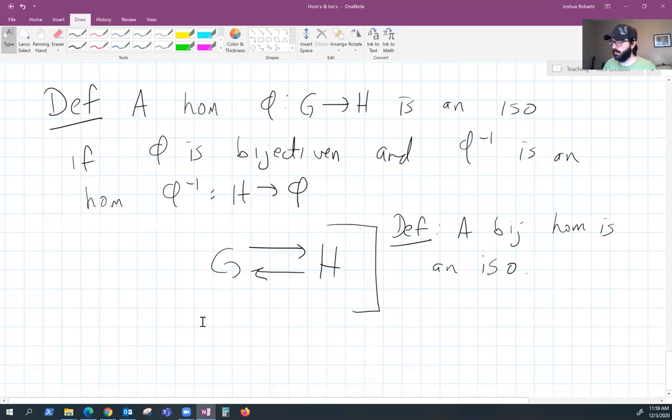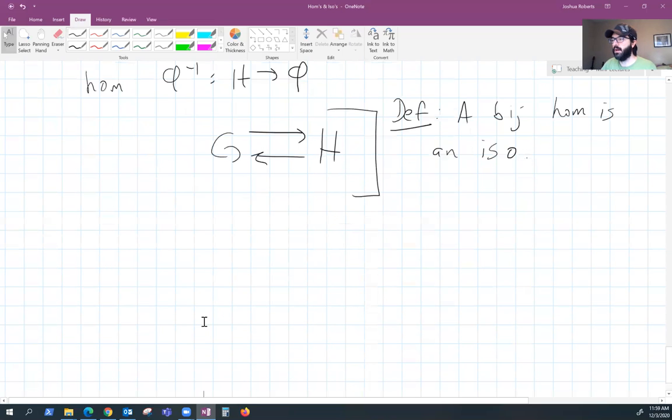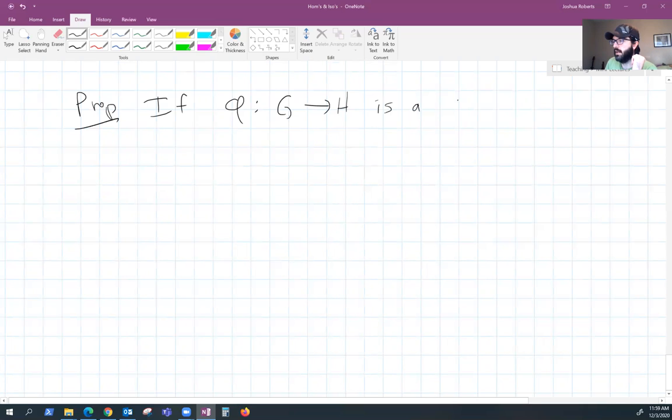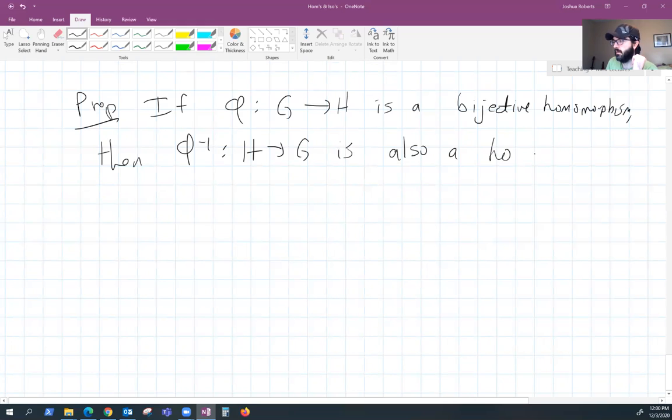Actually, let's look at that, because this is a nice exercise to see how isomorphisms work. So proposition: if phi from G to H is a bijective homomorphism, then the inverse function from H to G is also a homomorphism.